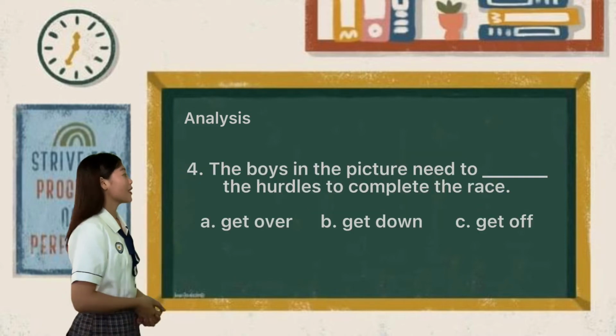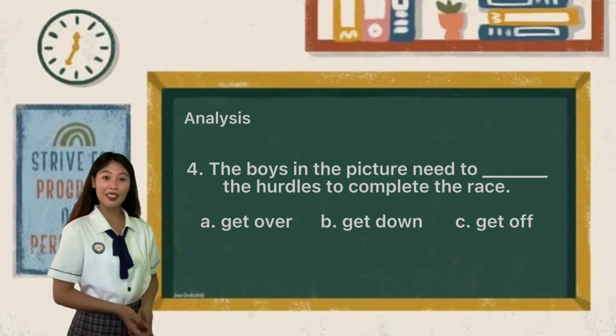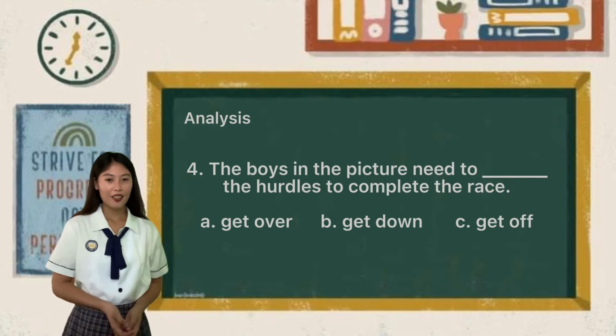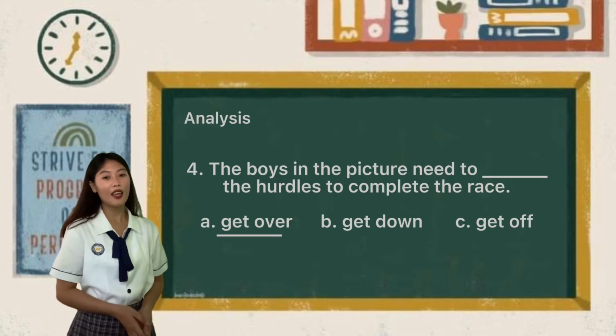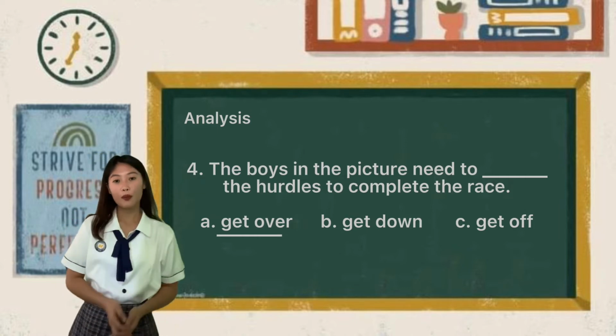Next, the boys in the picture need to blank the hurdles to complete the race. So what do you think is the answer, guys? Right, the answer there is get over. The boys in the picture need to get over the hurdle to complete the race.